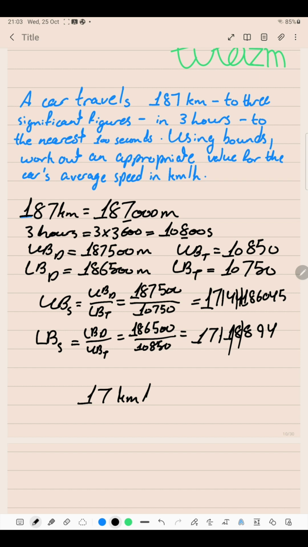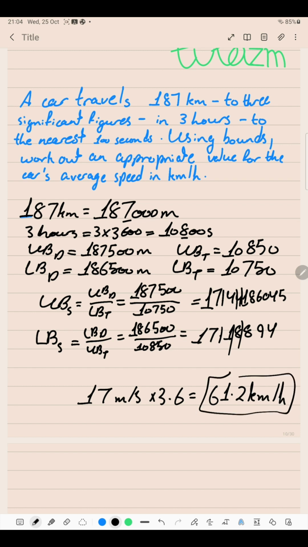So here, our final answer would be 17 meters per second, because that is the value at which both the upper bound and the lower bound round to. Then we multiply that by 3.6 to get our final answer here. If you put that into the calculator, we'd get 61.2 kilometers per hour as our final answer.